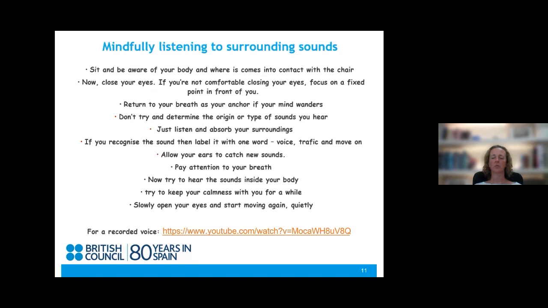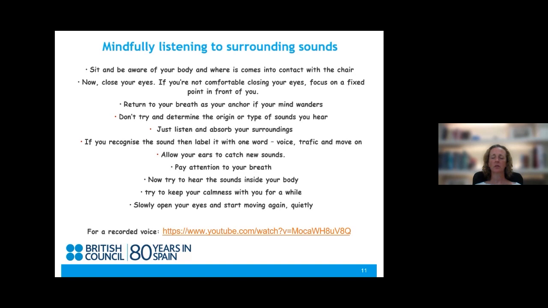Think about your breath. So notice your breathing. You don't necessarily have to take long breaths, just notice. Are you breathing slowly? Are you taking shallow breaths? Are you breathing in through your nose, out through your mouth? What's happening with your breathing?